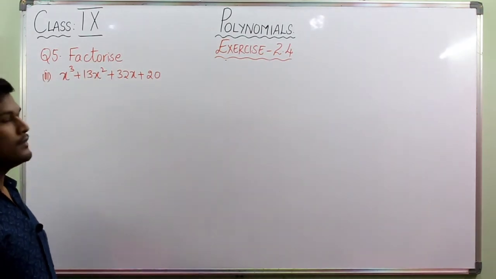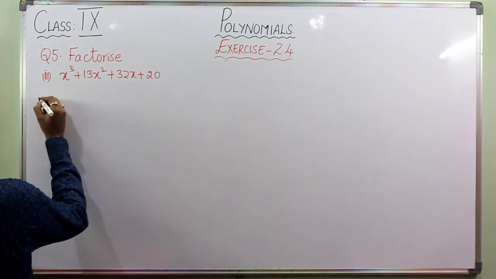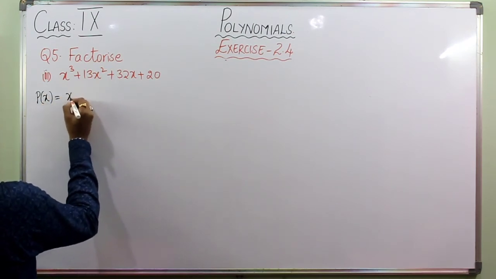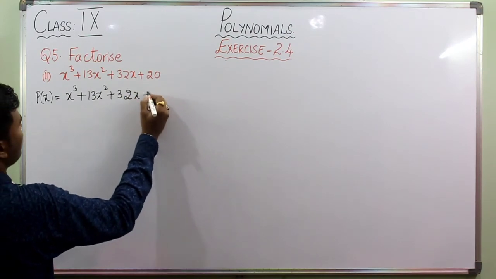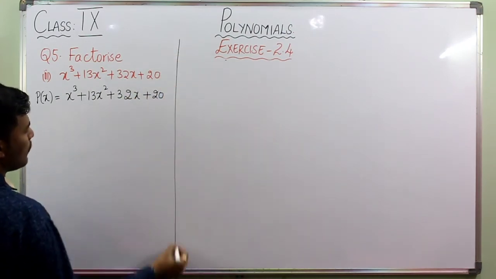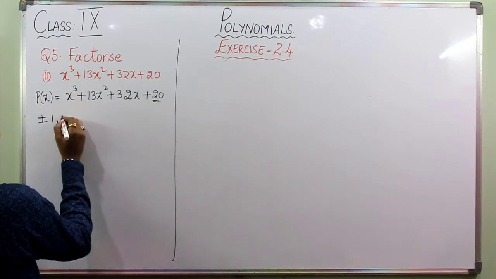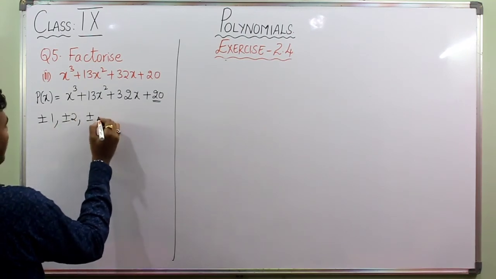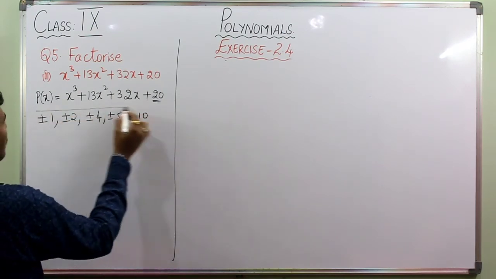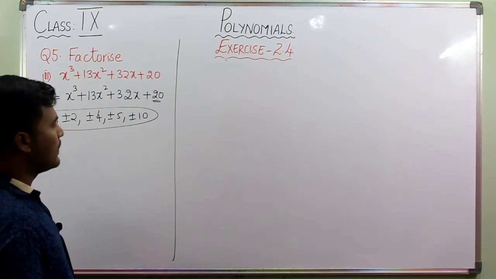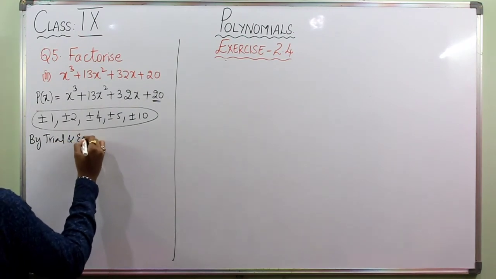Now the third problem, that is x cube plus 13x square plus 32x plus 20. So first we will consider it as p of x, that is equal to x cube plus 13x square plus 32x plus 20, right? So the factors of 20 are plus or minus 1, plus or minus 2, plus or minus 4, plus or minus 5, plus or minus 10. Out of this, any one can be a factor of that. That we have to check by trial and error method.